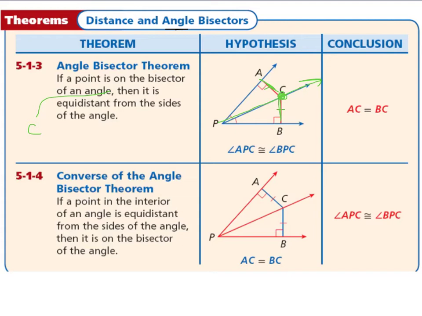Now going backwards, all right, it says if a point in the interior of an angle is equidistant from the sides, so we're still talking about C, if you see a point in the interior and you see that it's equidistant from those sides, then this point has to be on the angle bisector. So that's going to make these two angles congruent.